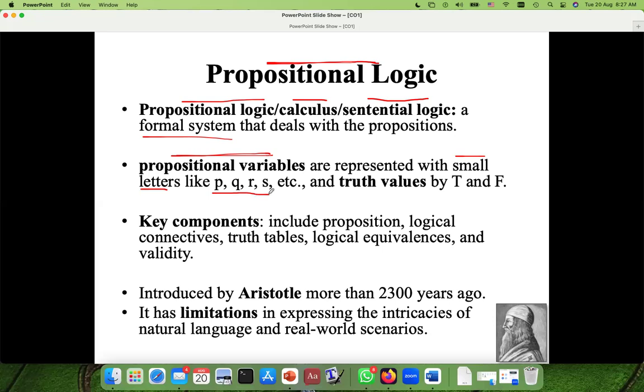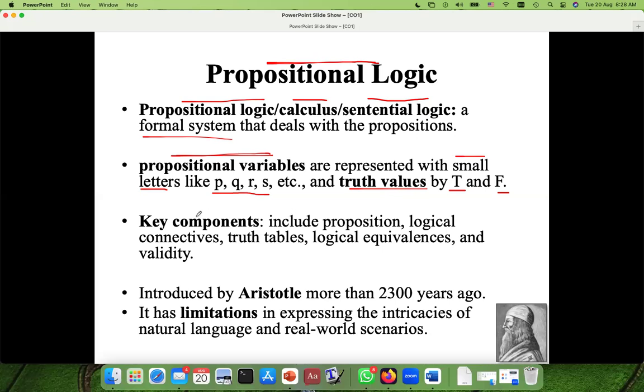If you have a proposition sentence, you can represent that sentence with P, for example. That proposition can be true or false. That true or false is the value of that proposition. So that's why we can represent the value of the proposition by T and F. T is for true, F is for false. And these values are called truth values.